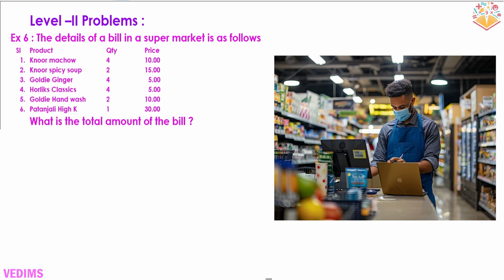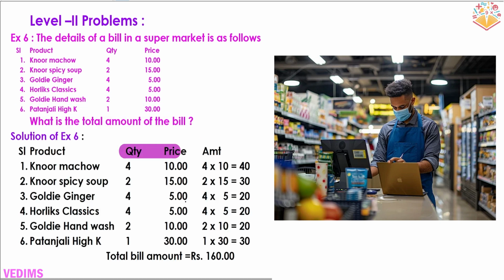To get the total amount of the bill, you have to multiply quantity with the price. Take one by one. Noor Machow, 4 quantity, 10 rupees, 4 into 10 becomes 40. Noor spicy soup, 2 quantity, 15 rupees per piece, 2 into 15 becomes 30. Goldie ginger, 4 quantity, 5 rupees per piece, 4 fives are 20. Horlicks Classics, 4 quantity, 5 rupees, 4 into 5 becomes 20. Goldie hand wash, 2, 10 rupees each, 2 tens are 20. Patanjali Haike, 1 into 30, 30.